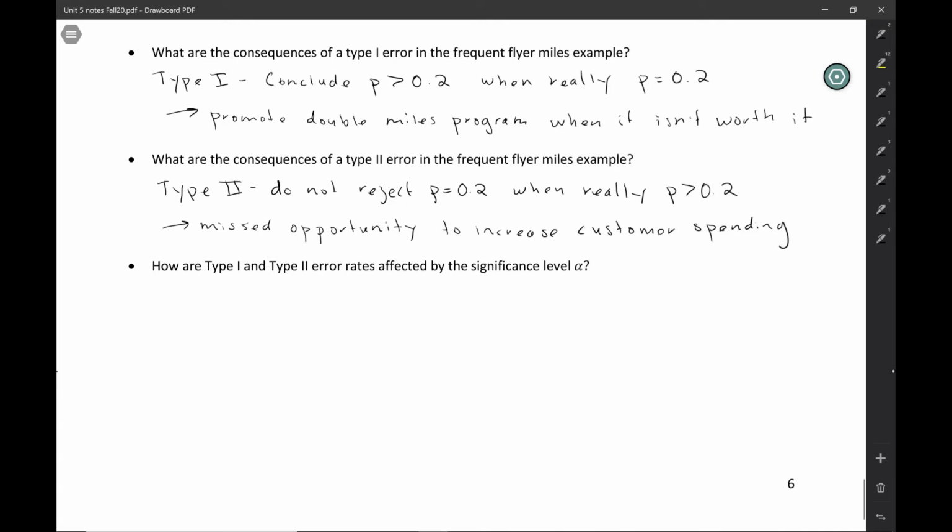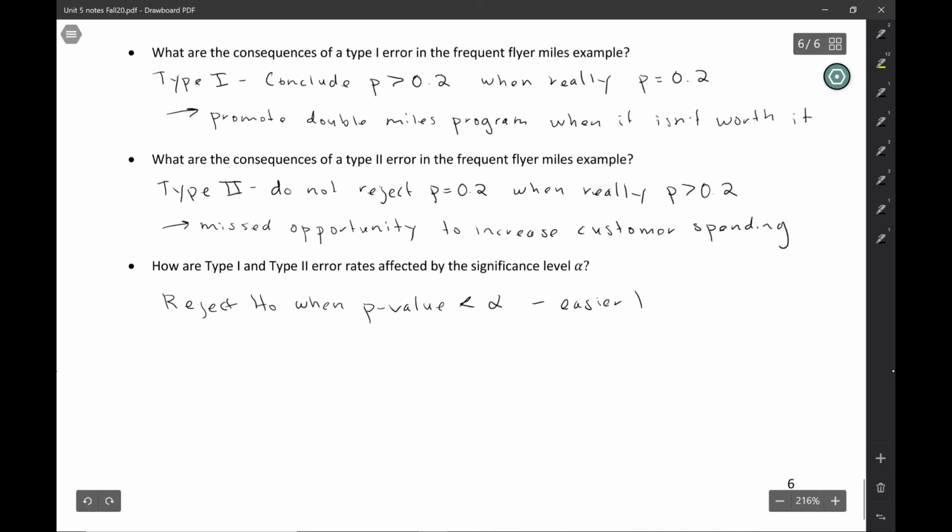So how are these errors related to the significance level alpha? So it helps to think about how this rule works, right? We reject the null hypothesis anytime the p-value is less than your alpha level, right? That's generally how we use significance levels. So if you think about it, it's going to be easier to reject the null when the alpha level is high, right? You can sort of think about it like limbo, right? The higher the bar is, the easier it is to get under it. So it's going to be easier to reject the null when the alpha level is high.